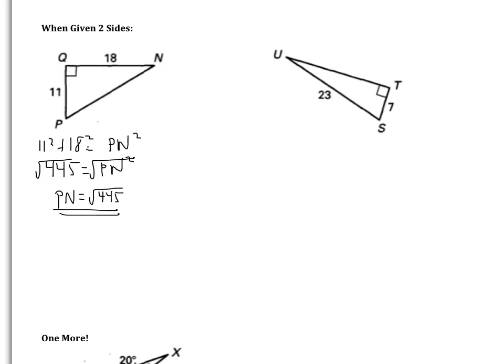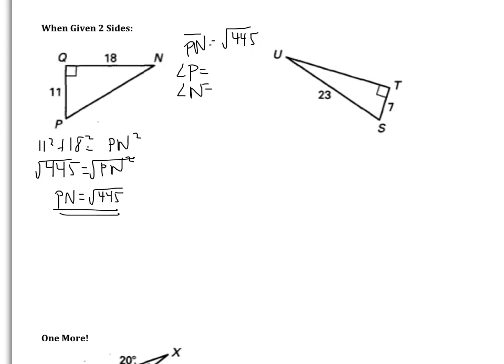I forgot to label what we're going to need to figure out. So in this case, we need to solve for PN, angle P, and angle N. PN we just found using the Pythagorean theorem, and we got root 445.